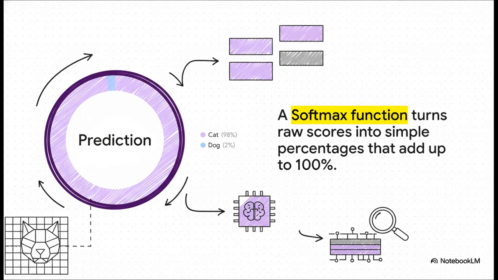But, these raw scores aren't very easy for us humans to understand. So for the very last step, these numbers are run through a function that just converts them into nice, clean percentages that all add up to 100%. And there you have it, a final, easy-to-read, confident prediction.